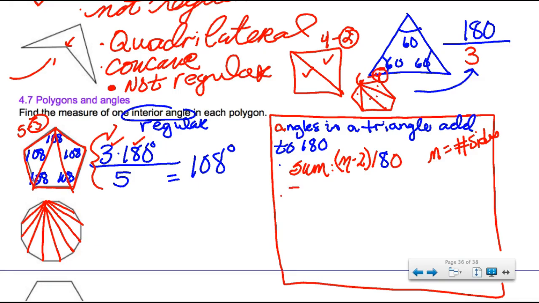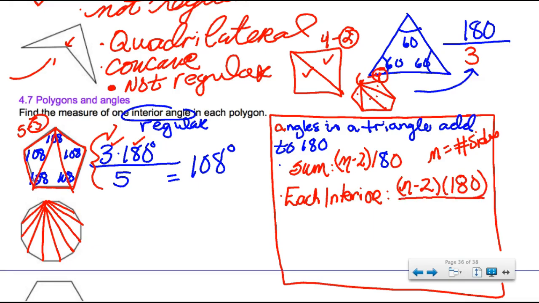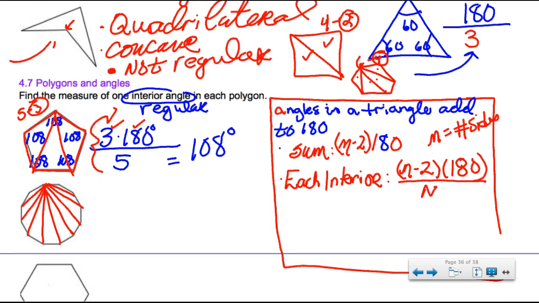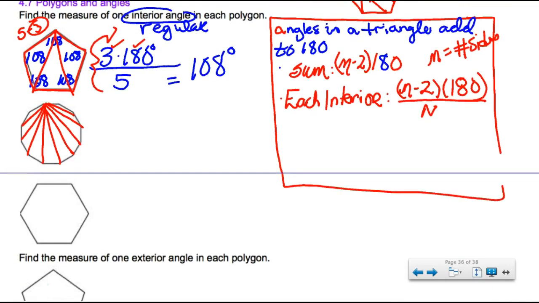But if I want to know what each interior angle is, I need to take that amount, the total, and I divide it by how many angles I have. I could have just showed you these formulas, but I like you to see where they come from. I think it helps. So you can use these formulas, so make sure you write them down. You shouldn't come up to me and ask.